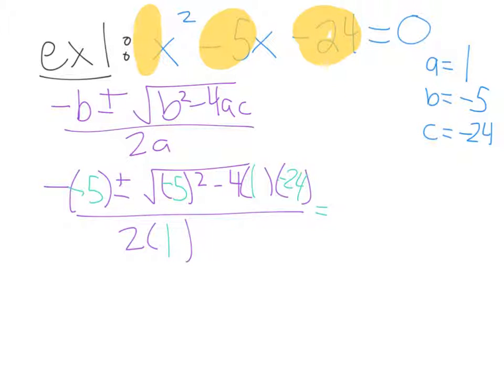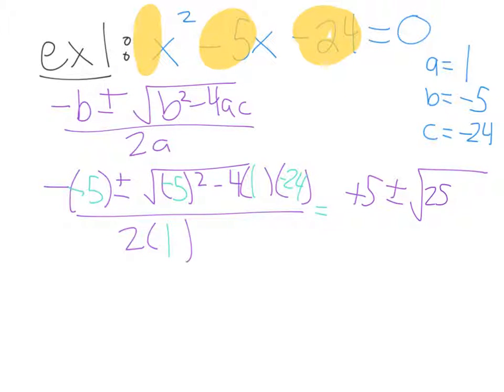So let's work on that together. Out in front, I have a negative negative 5. That's going to turn into a positive 5, plus or minus. Let's work on my square root portion. So right now I'm right here. Negative 5 squared. So negative 5 times negative 5 is a positive 25.